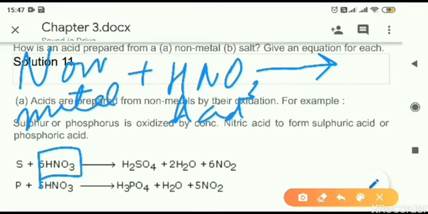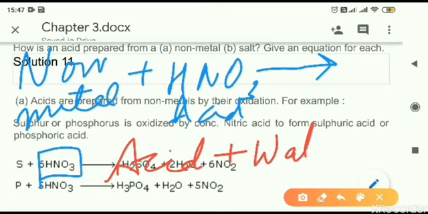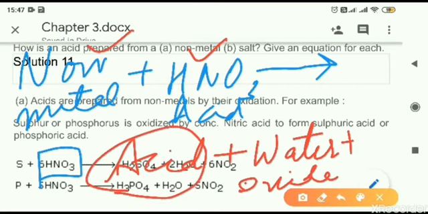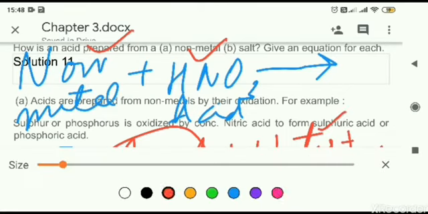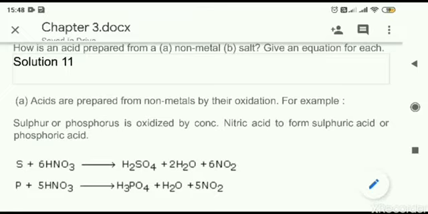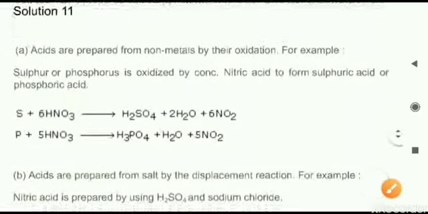What will the reaction produce? Now let me write the products. It will produce one acid, then water, and an oxide. As the non-metal reacts with nitric acid, we get a new acid, which is the purpose of the reaction. Along with this, water and an oxide are formed. What is the oxide here? The oxide produced is NO2. Nitrogen dioxide is produced in all these reactions because we are using nitric acid.